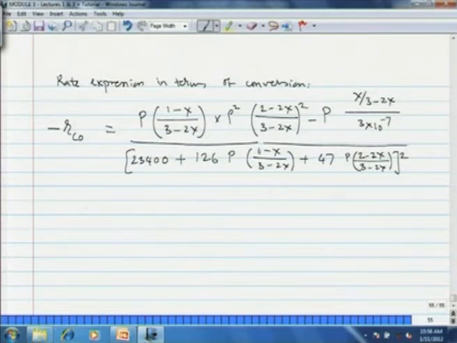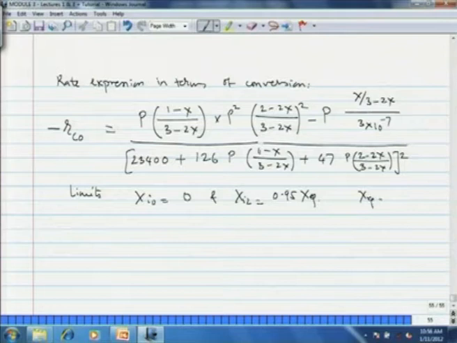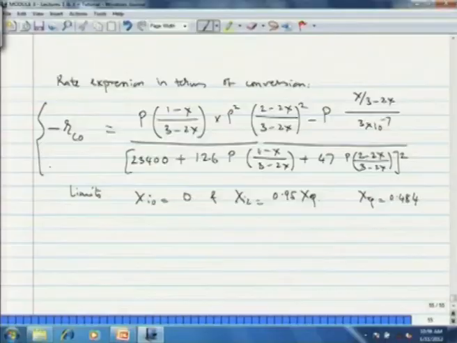And now the limits of integration are Xi naught equal to 0 and Xi z equal to 0.95 of X equilibrium. X equilibrium we have just estimated as 0.484. Okay. This is a complicated expression of rate. Again, I suggest you use simple software for numerical integration. I directly give you the value of the integral.